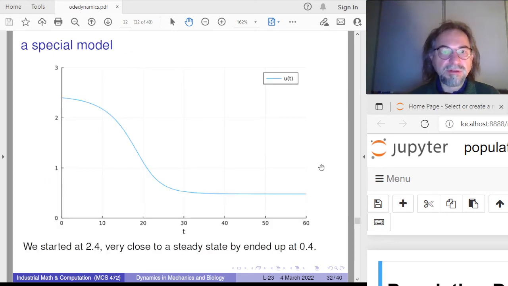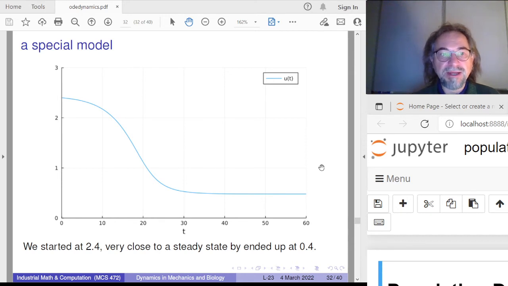Okay, so let's see what we get here with this model. So this is the evolution in time. I started at 2.4 at time equals 0. 2.4, if you remember, is very close to one of the steady states. So it's actually 2.43 then something. But as time evolves, you see that the population drops.